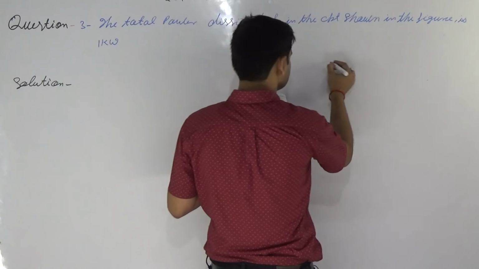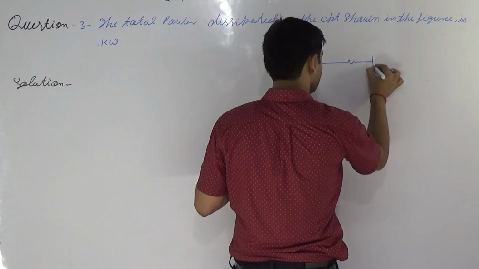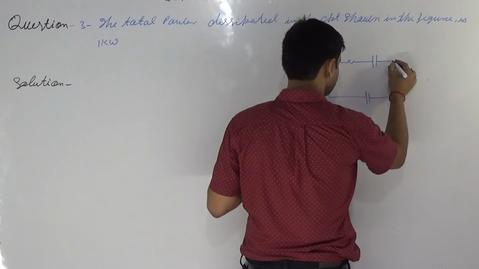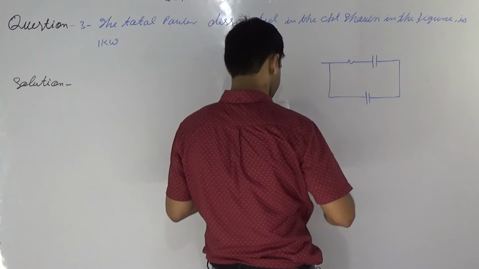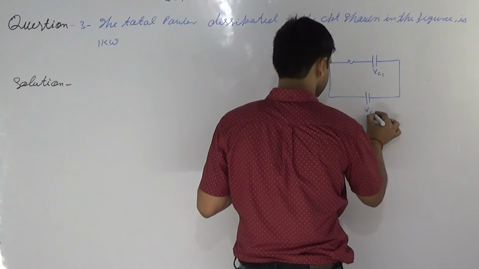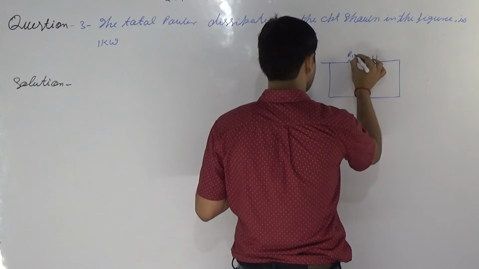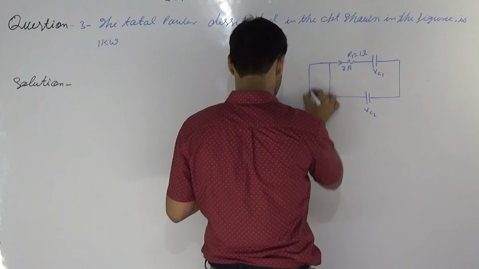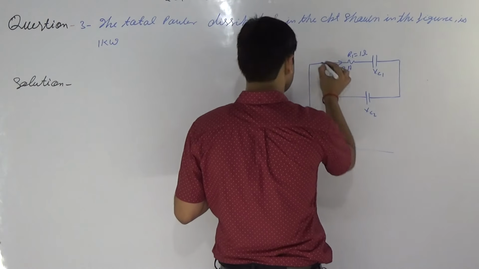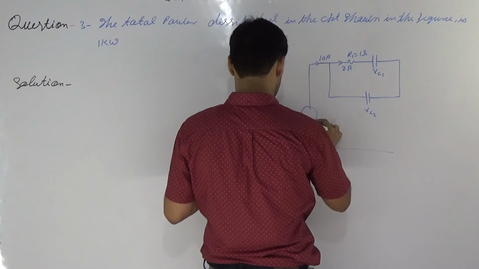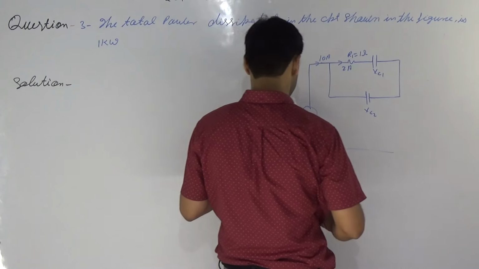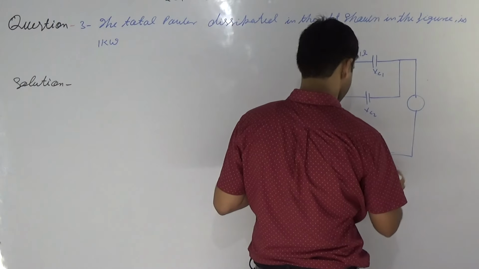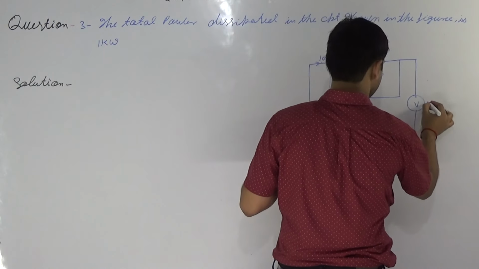Now the circuit looks like this one. This is the capacitor. Again, this is the capacitor. This is Vc1. This is Vc2. This is R1, equal to 1 ohm. Current going through this is 10 ampere. Voltage across this one, this is V, 200 volt.